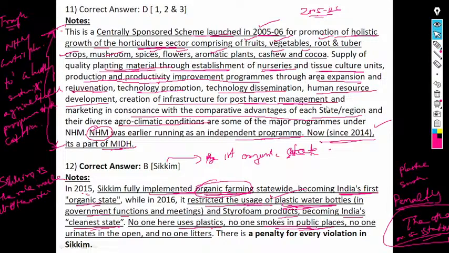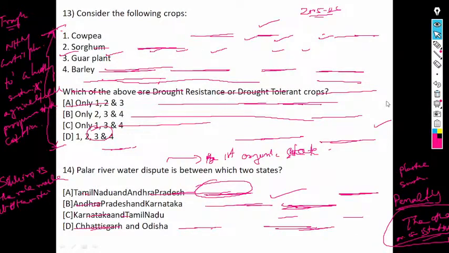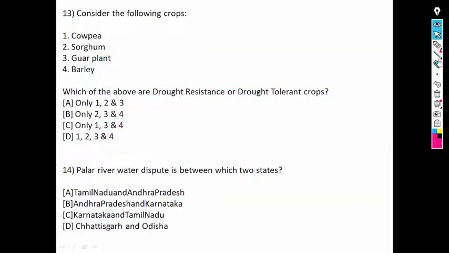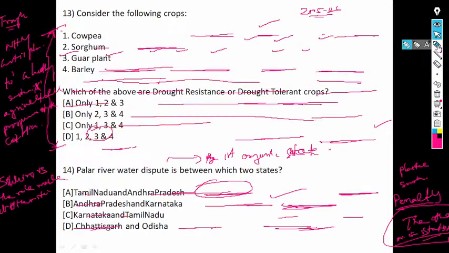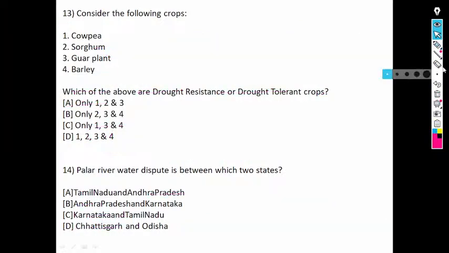Okay. Next question. Consider the following crops: copra, sorghum, gourd plant, barley. Which among the following are drought resistant or drought tolerant crops? I'm telling you.